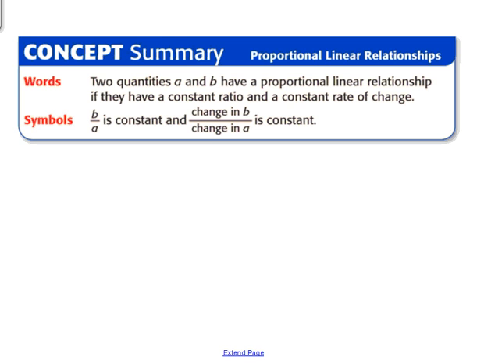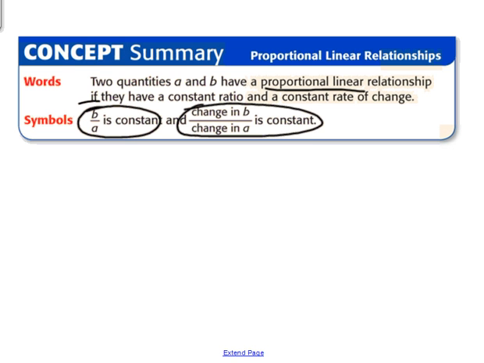So here's our summary of information. Two quantities, A and B, have a proportional linear relationship if they have a constant ratio, B over A, and their rate of change is constant. It takes both of those things to have a proportional linear relationship.